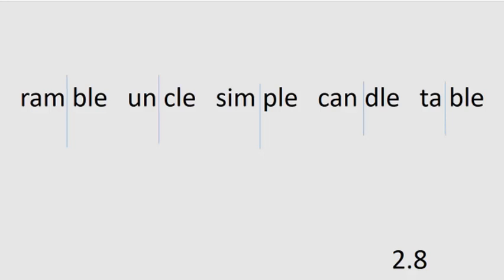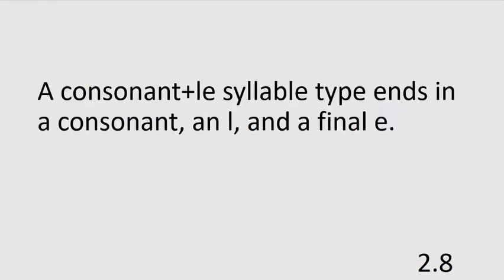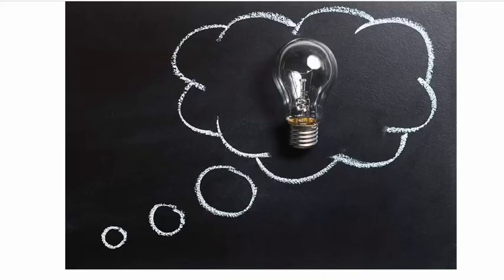What does the final E sound like? Ramble, uncle, simple, candle, table. It is silent. Because the final E does not make a sound, this is a rule-breaking syllable type. A consonant LE syllable type ends in a consonant, an L, and a final E. Pause for a moment. What examples of consonant LE syllable types can you generate?